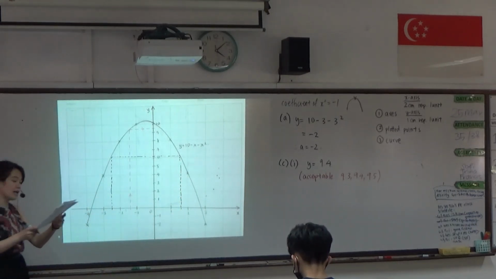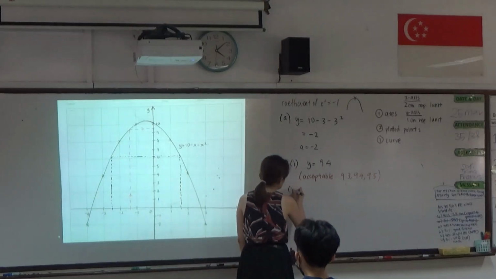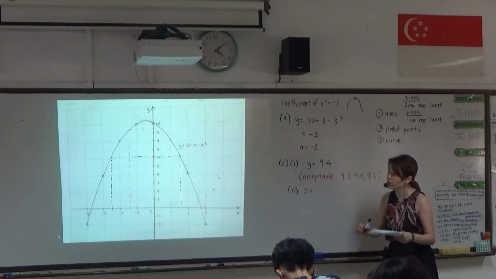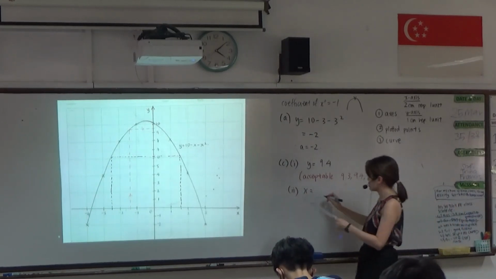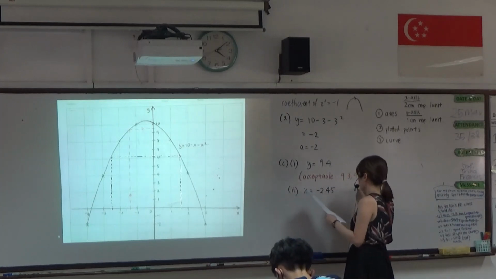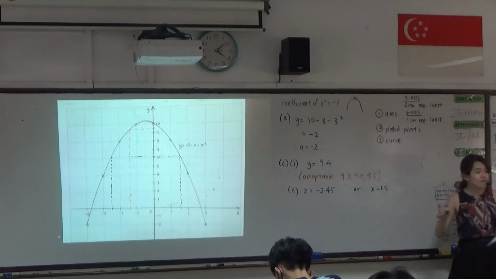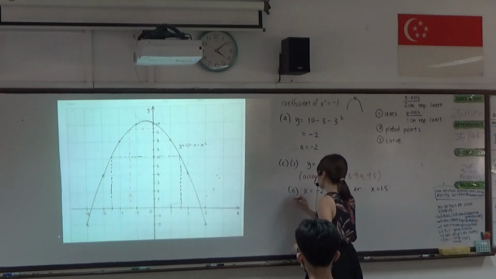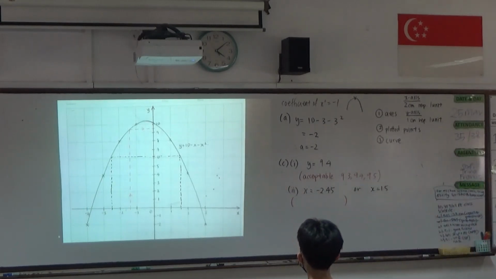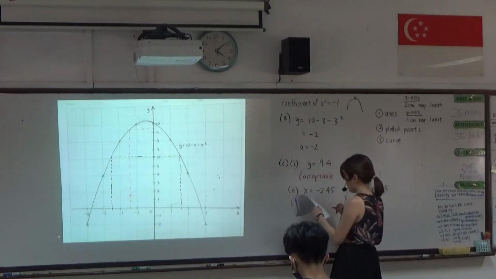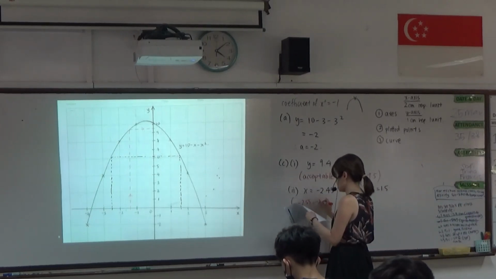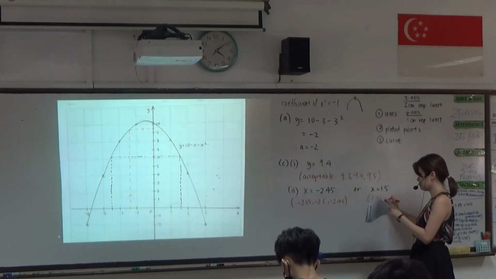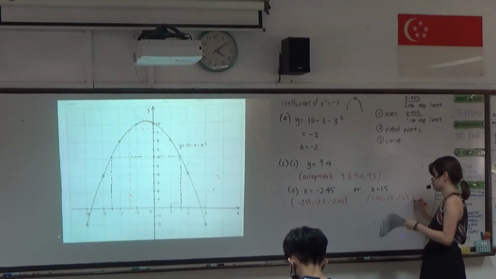Determine what your value is in your own graph. There will be 2 values, so we write x equals, in my own I had gotten negative 2.45 or x equals 1.5. Both must be present. 2 values must be present. There are acceptable values. I will accept negative 2.55, negative 2.5, and negative 2.45. For the other, I will accept 1.45, 1.5, and 1.55.